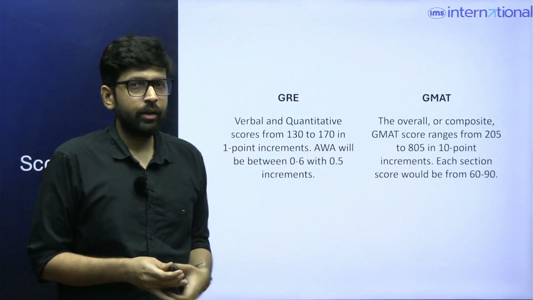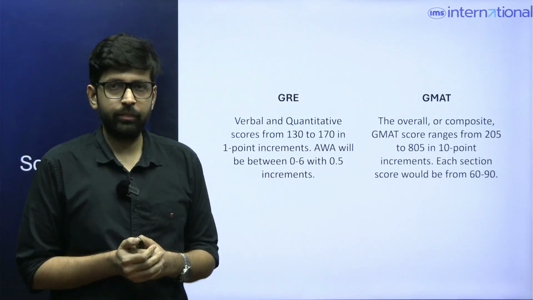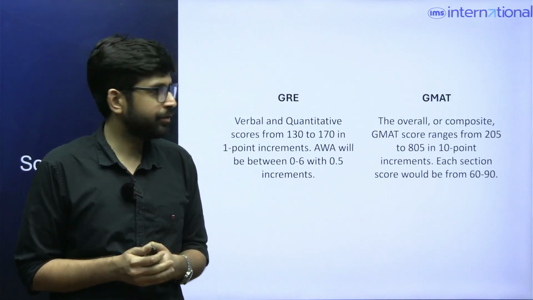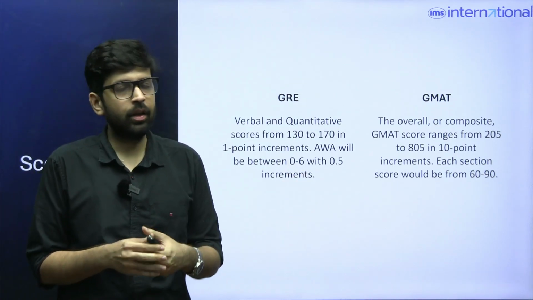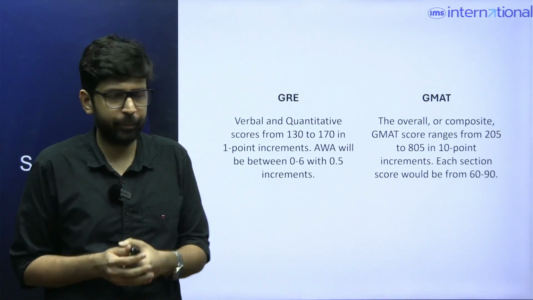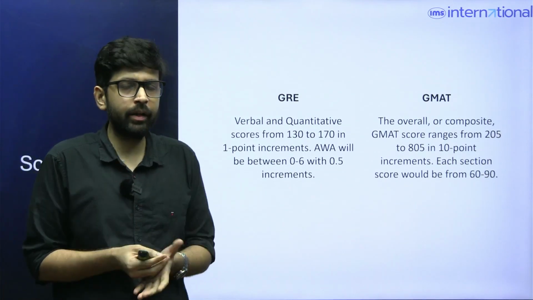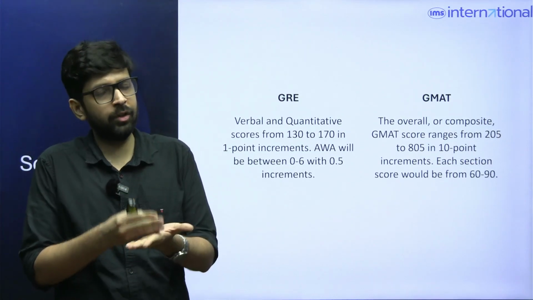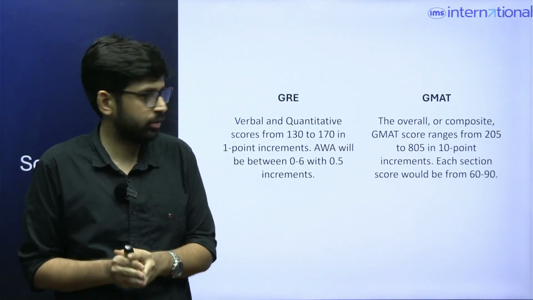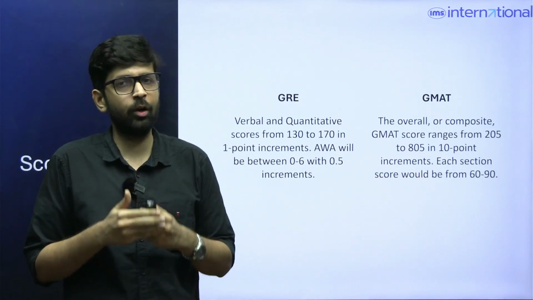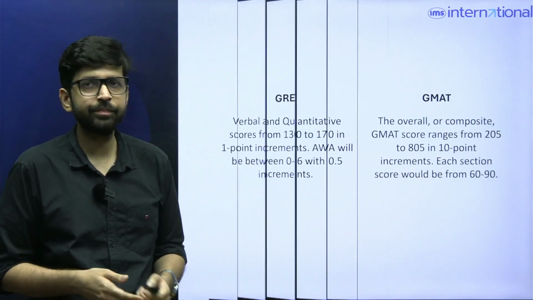For GMAT, you do get an overall score. Now, your overall score would be ranging between 205 to 805 with 10-point increments. So maybe you could get a 375, 575, 675, etc. And you do get a different section score as well. So for quant, you will get a separate score. For verbal and DI, you will get separate scores. And they would be ranging from 60 to 90, where obviously 60 is the lowest and 90 is the highest.